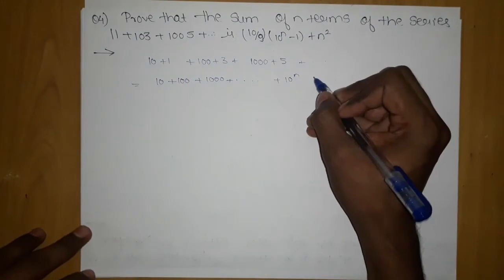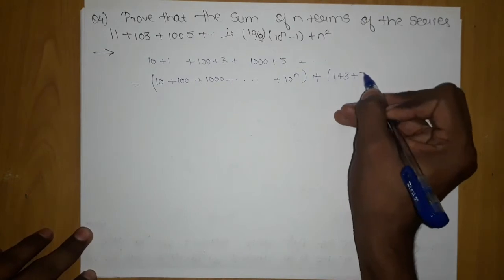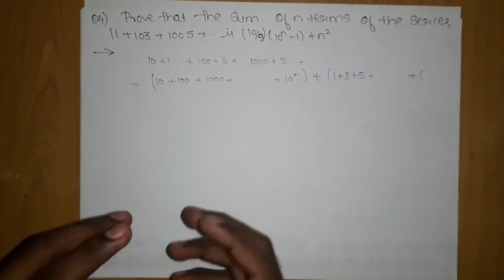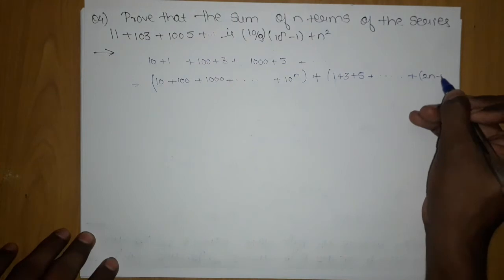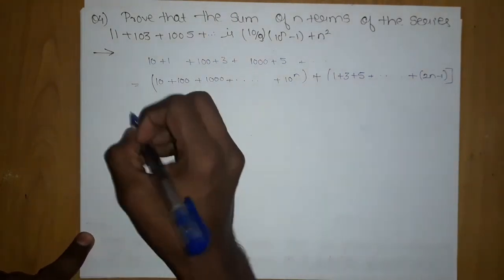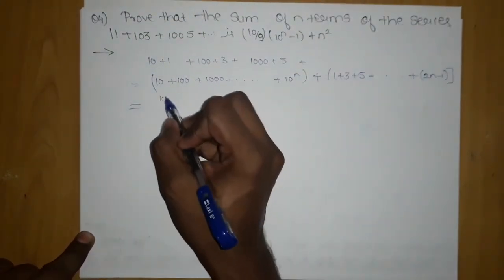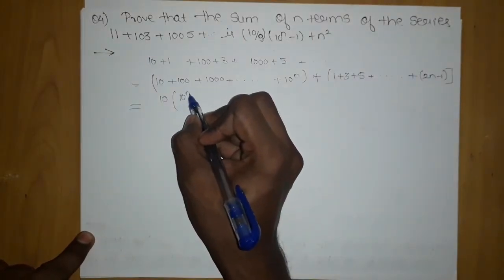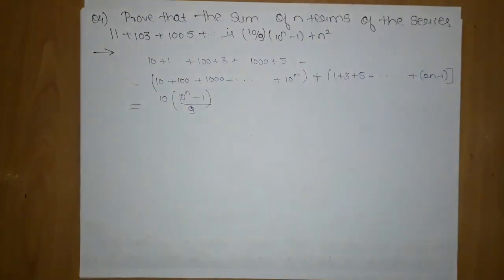Now this is one series. Now the other: 1 plus 3 plus 5 plus and so on. Don't I know the last term? Yes, I surely know. 1, 3, 5 are odd terms, so the last term will surely be 2n minus 1. Now the first series is a GP. First term is 10, r is greater than 1, so the sum is 10 into (10 power n minus 1) upon 9. It is very clear that it will be 9.